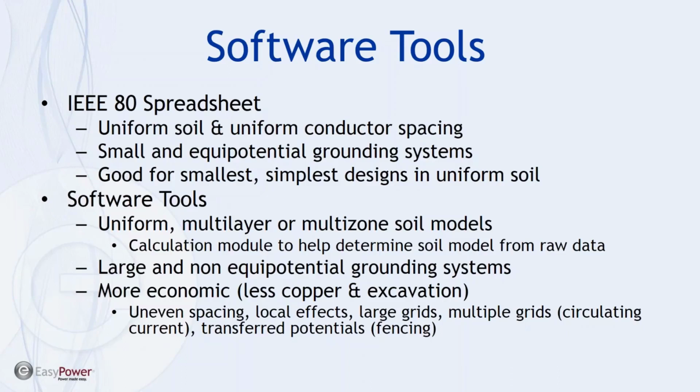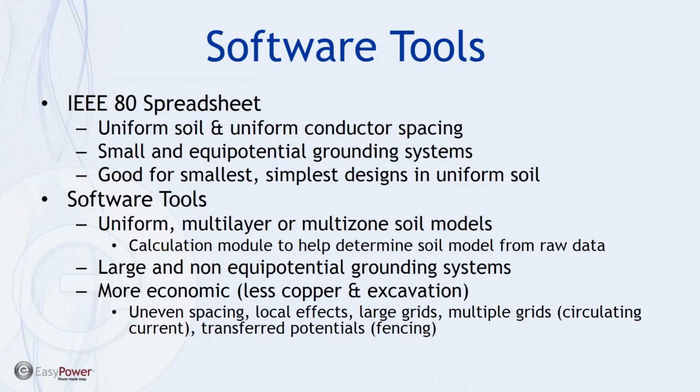Software tools can also generally achieve a more economic design, which is shorthand for less copper and less excavation required. They can also achieve more complex designs, an example being uneven spacing. You can perform calculations to do local mitigation of local effects, as opposed to mitigating a local effect by beefing up the whole grid. You can just beef up one area and rerun the simulation, saving yourself on conductor everywhere else. You can do large grids like we've talked about.